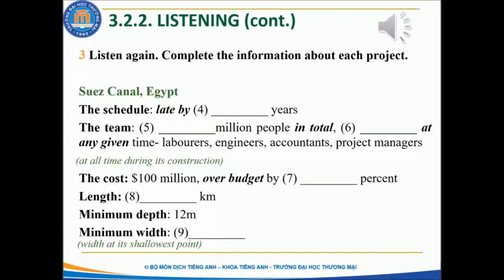Đối với câu số 7 thì mình sẽ điền cái số phần trăm mà vượt ngân sách. Thông tin này thì ở bài số 2 vừa rồi mình cũng đã có nhắc đến, các bạn có nhớ không ạ? Right. Đối với câu số 8 thì mình sẽ nghe the length of Suez Canal, độ dài, đúng không ạ? Và câu số 9 thì mình sẽ nghe minimum width, cái chiều ngang hoặc là độ rộng nhỏ nhất ở cái đoạn hẹp nhất của kênh đào. The width at its shallowest point. Alright, so now you listen and fill the blank from number 4 to number 9.